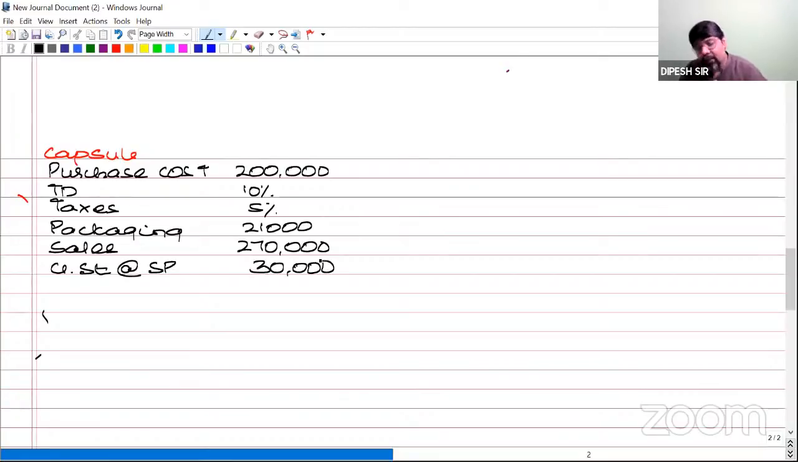What do you mean by closing stock at selling price? If closing stock was sold, it would have been sold for 30,000. Can you tell me, if closing stock was sold, what would have been total sales? So 3 lakhs. How? 2,70,000 is actual sales, and closing stock, if sold, would have been sold for 30,000. So total sales would have been 270 plus 30. 270 is given in the question. Am I clear? Yes, sir.